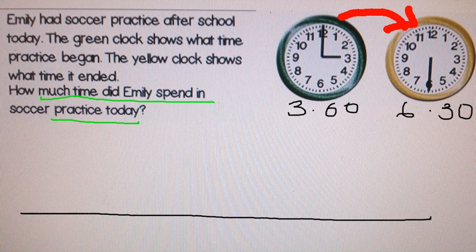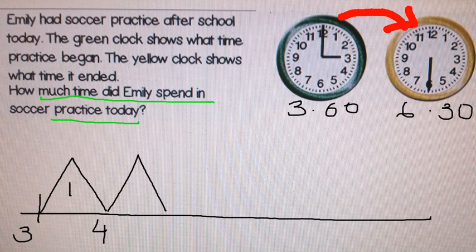After I've drawn the timeline, I will first start off with the start time, which is 3 p.m. Next, I will draw a mountain to indicate 1 hour interval until I reach 6 o'clock. So let's start. 1 hour, so it will be from 3 to 4. Another 1 hour, that will be 5 o'clock. Another 1 hour, it will be 6 o'clock.